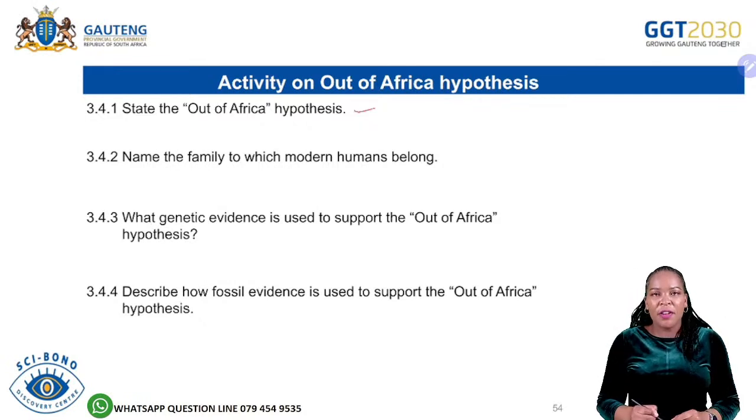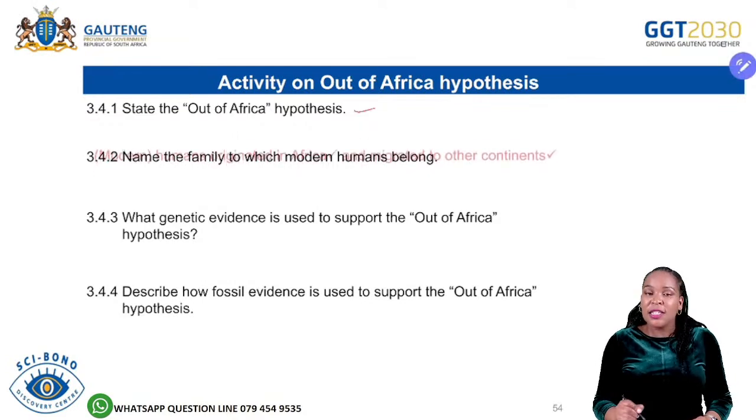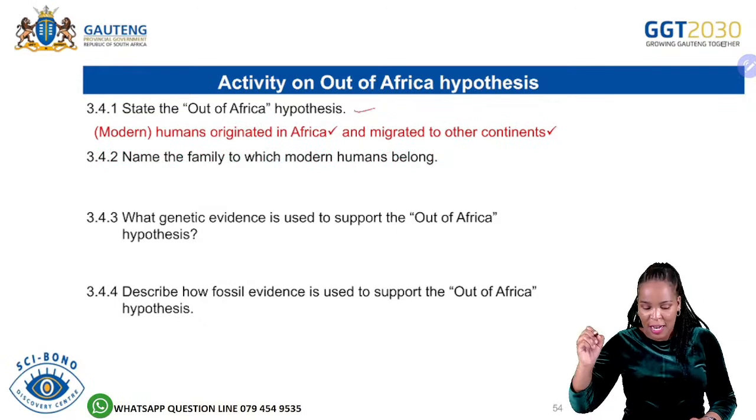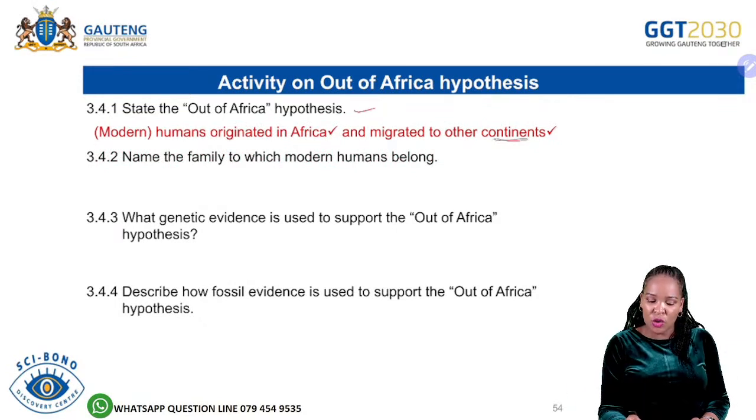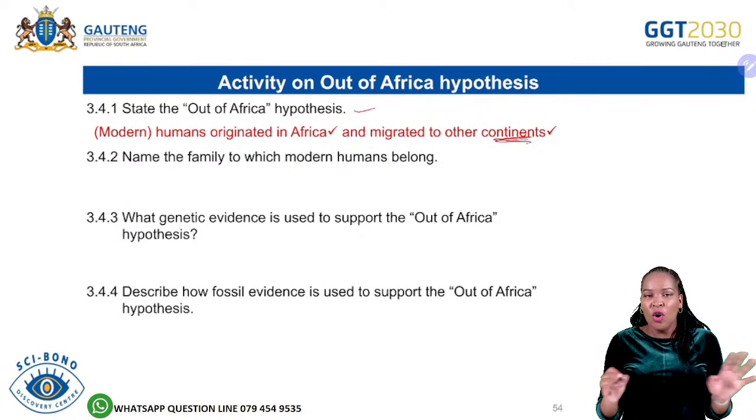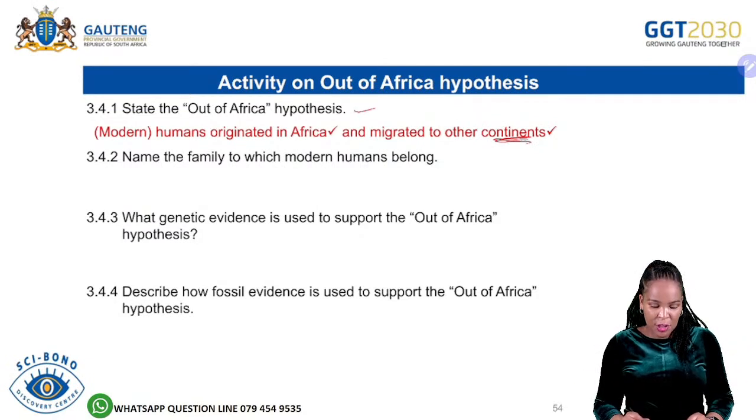The out of Africa hypothesis, we said, says that modern humans originated in Africa and later migrated to other continents. Those are the 2 things that we want from you. You get your 2 marks. You are ready for the exam.